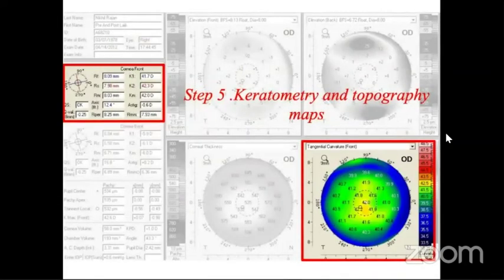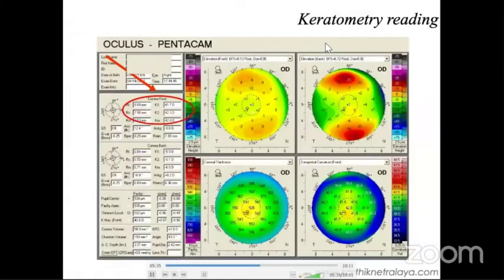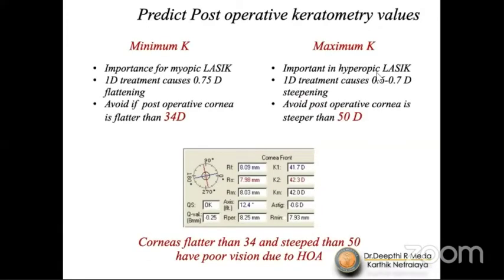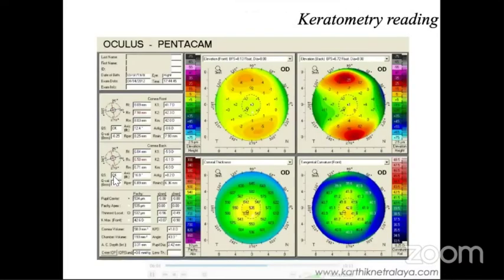Now coming to the K readings and the topography maps. On the left upper corner you have the K1, K2, K mean and astigmatism as in your ARK or auto keratometry machines. This is again important when you want to have an end target K reading when you're planning your LASIK surgeries. You don't want your post-LASIK cornea to be flatter than 34 or steeper than 50 diopters, to give the best optical clear vision.